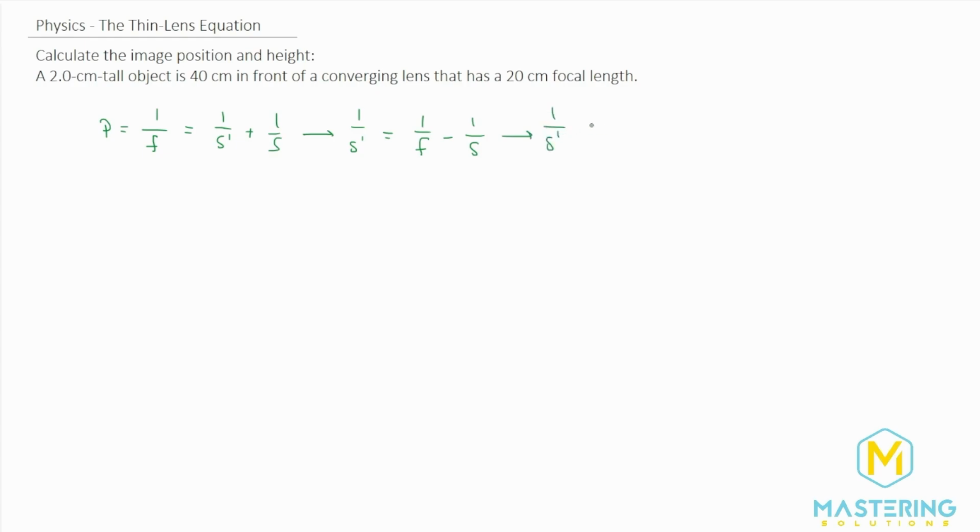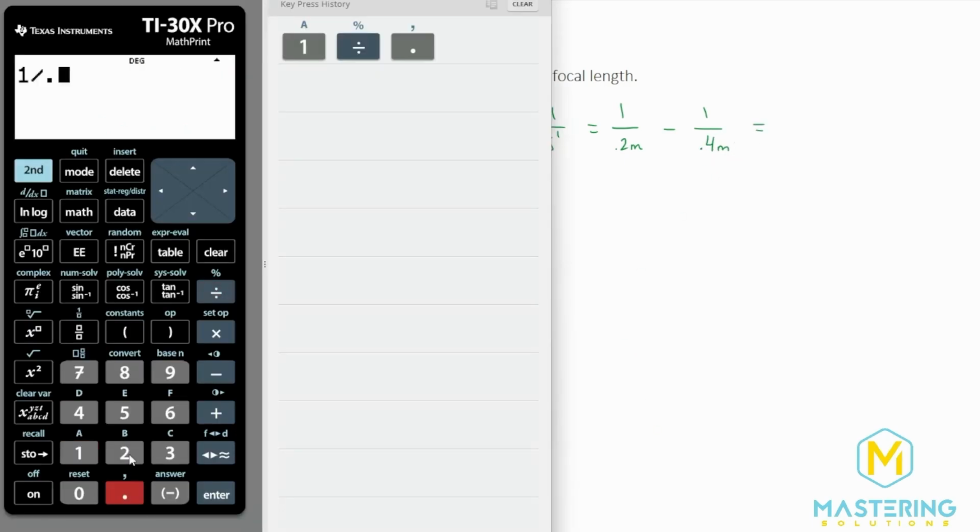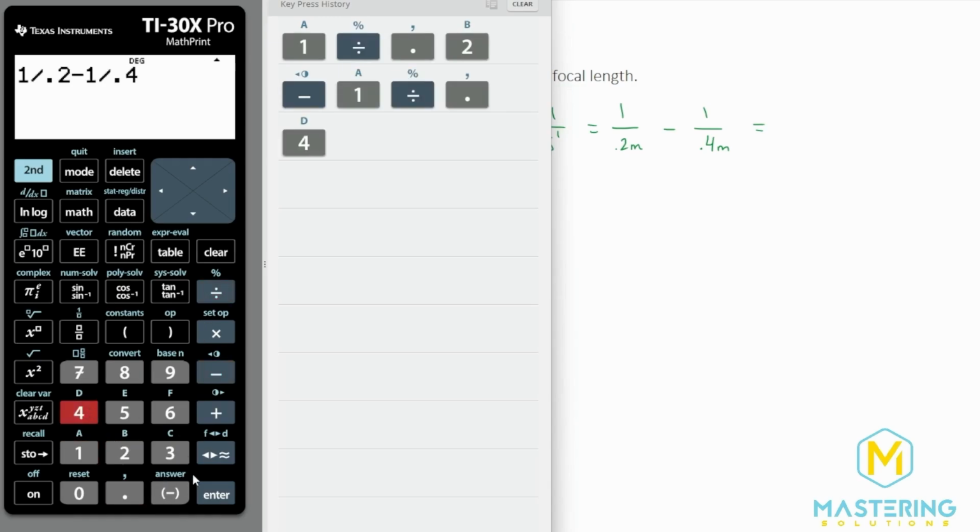1 over S prime is equal to 1 over the focal length, which, since we're told it's a converging lens, will be a positive value for F, and it has a 20 centimeter focal length, so 0.2 meters, and we're subtracting 1 over the object distance. Since it's in front or upstream of the lens, the 0.4 meters or 40 centimeters will be a positive value here. 1 divided by 0.2 minus 1 divided by 0.4.